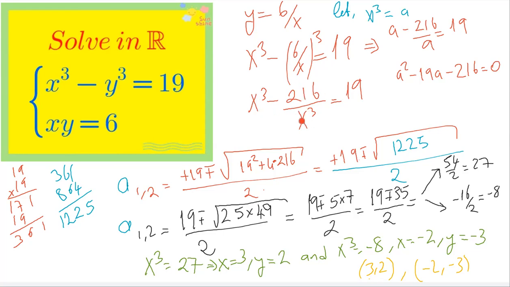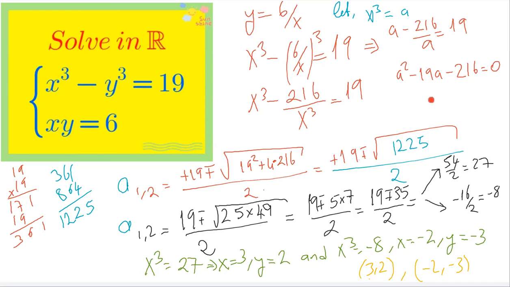So these two are similar. If we call this a, the new version will be a minus 216 over a equals 19. And if we multiply all the terms by a, what we will get is a squared minus 216 equals 19a. And we get this quadratic equation.